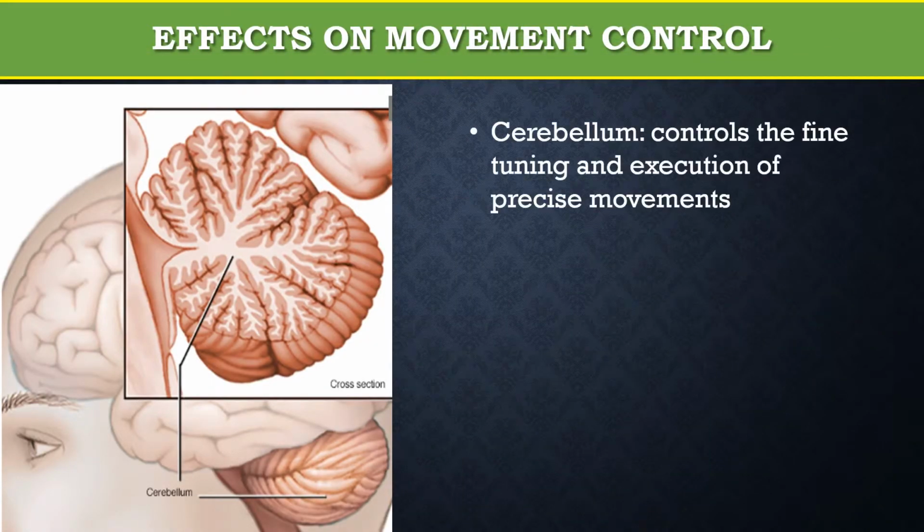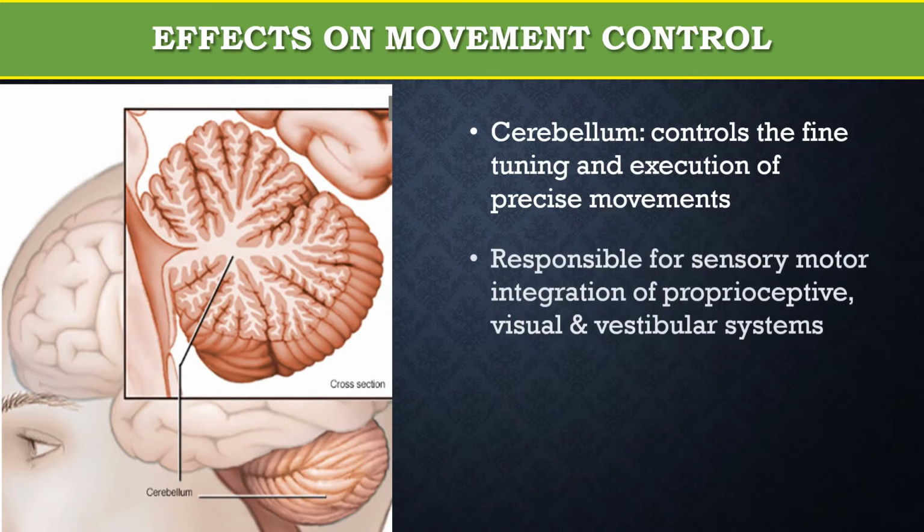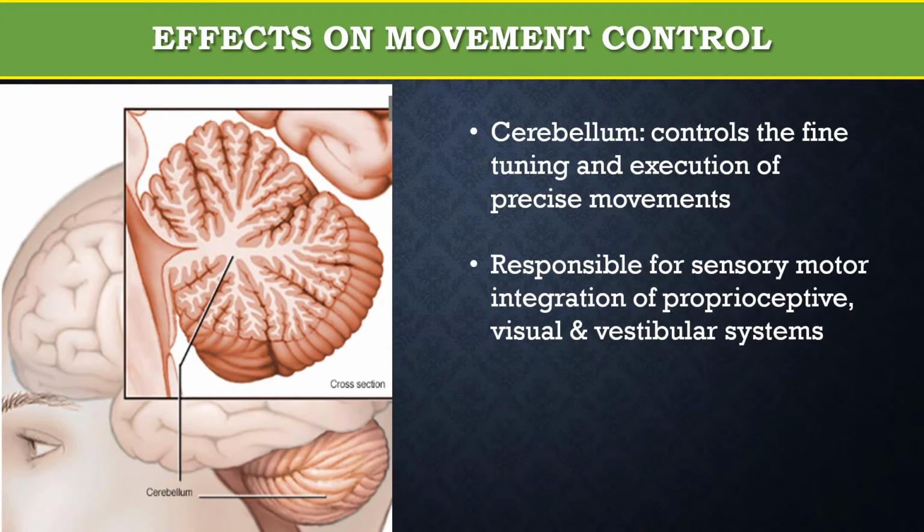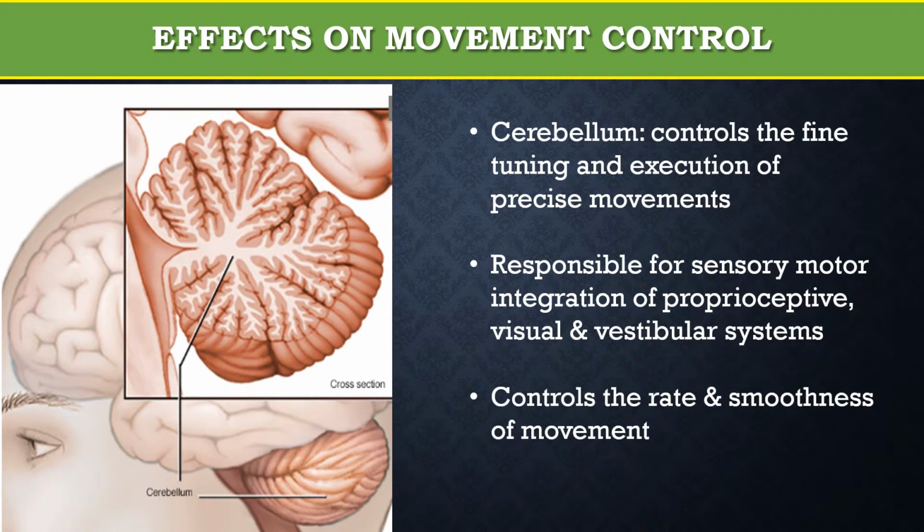The cerebellum plays a pivotal role in error-based motor learning and is essential for the fine-tuning and execution of precise movements, along with predictive control of movement. To carry out these precise movements, the cerebellum relies heavily on information received from proprioceptive, vestibular, and visual systems for sensory motor integration. This is essential to control the rate and smoothness of movement.